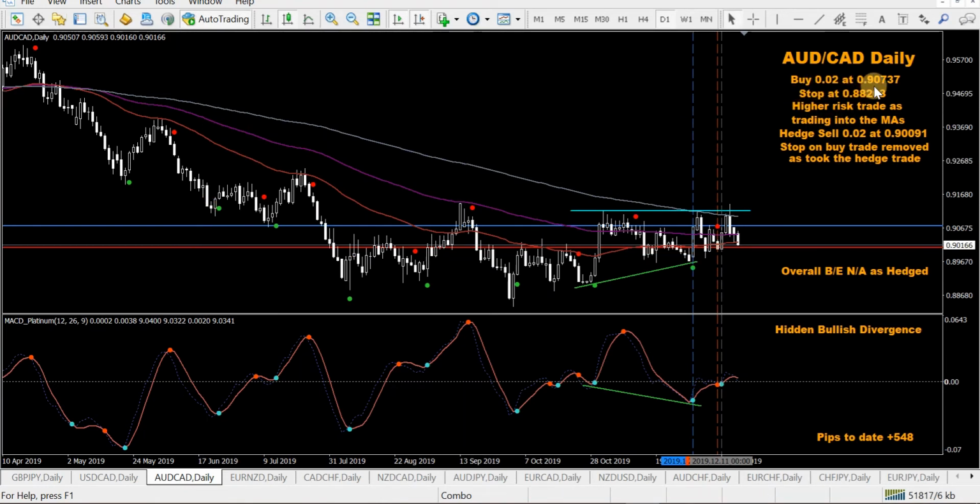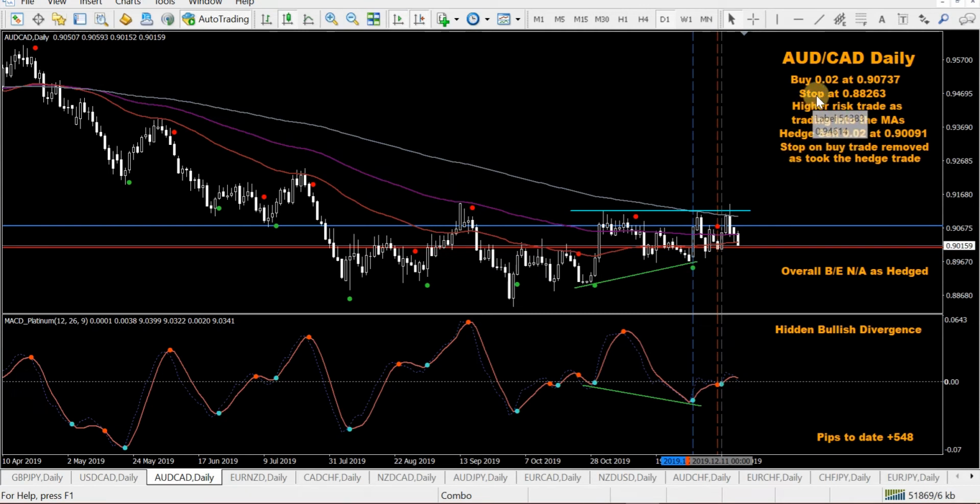So you can read my notes. I buy, I've got the price where my stop is. High risk trade is trading into the MAs. So these are normally in chronological order down. So I took the buy first. It's into the MAs. It wasn't a great setup. And as it turns out, I got hammered and reversed, and I took a hedge sell trade.